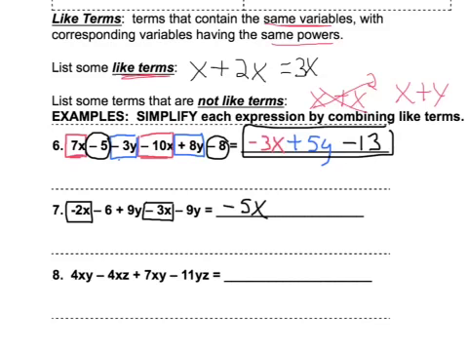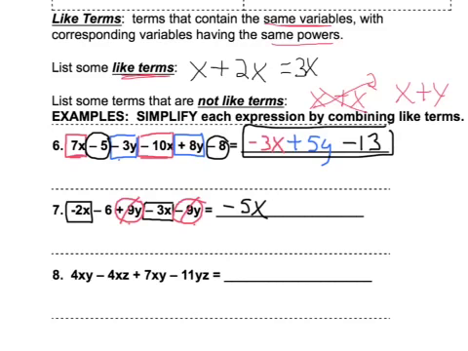Then we will do positive 9y here. Put the plus sign in front of it. That makes it a positive 9y. And here we have a negative 9y. A positive 9y plus a negative 9y, that makes 0. So those cancel each other out.